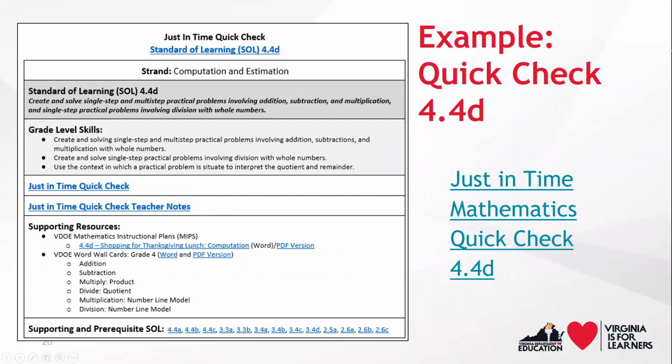This is an image of the just-in-time mathematics quick check for SOL 4.4D, the first page, which includes several questions designed for use as formative assessment for that grade level content. This snippet is included to illustrate that the quick checks also call out connected or supporting SOL within the grade level, as well as prerequisite SOL from the previous 2 grade levels. We will touch on key components of the quick checks as we navigate through the next couple of slides.